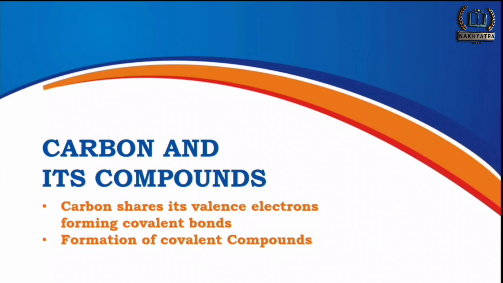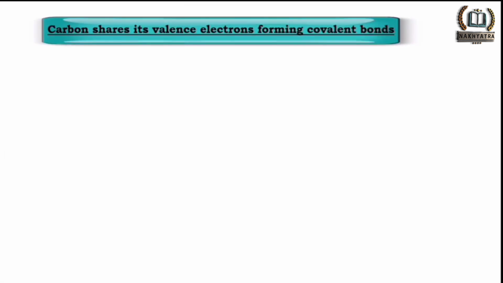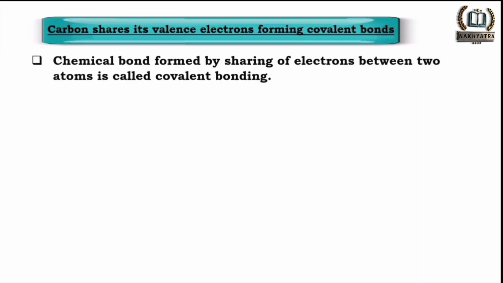Here we will study how carbon shares its valence electrons, forming covalent bonds, and the formation of covalent compounds. So carbon shares its valence electrons forming covalent bonds. The definition of covalent bonding is: a chemical bond formed by sharing of electrons between two atoms is called covalent bonding. This is a very good definition. Please note it down.